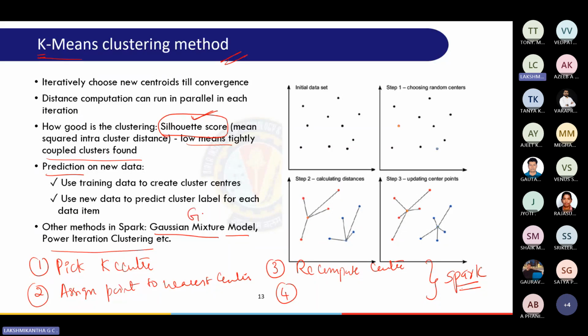One is GMM, the Gaussian mixture model. And one more is PIC. And we have so many, guys. So this is about the second model. Guys, cluster customers into high value, medium value, and low value. That is one best example for this K-means clustering methodology.